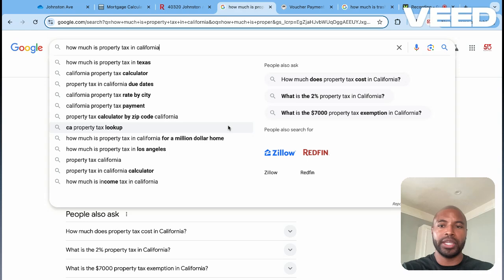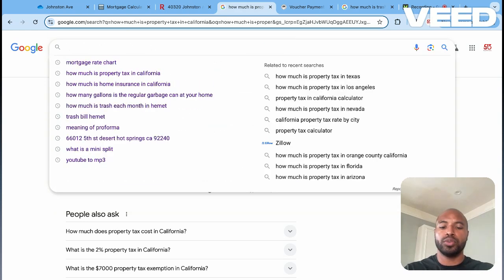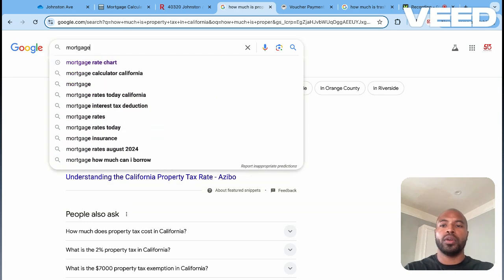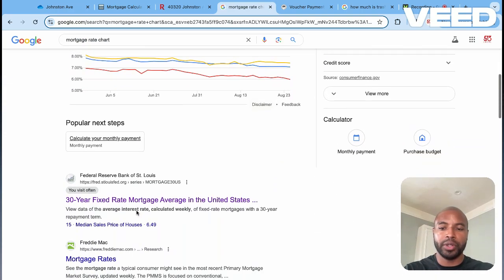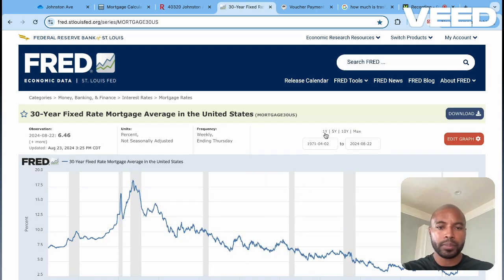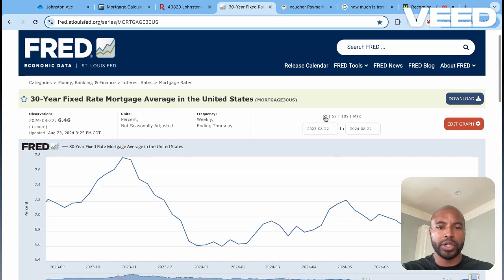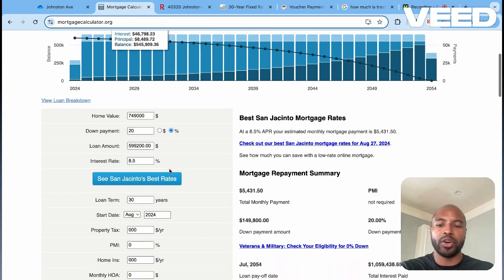So how I figure out what the interest rate is, I go ahead and hop onto Google and look into mortgage rate chart. The first opportunity for you to gather a link and get the information is going to be from the Federal Reserve. And then I choose 1 year to look into the interest rate within the last 12 months. And as you can see, the current interest rate as of August 22nd of 2024 is going to be 6.46. And unfortunately, this is going to be the single family home rate.